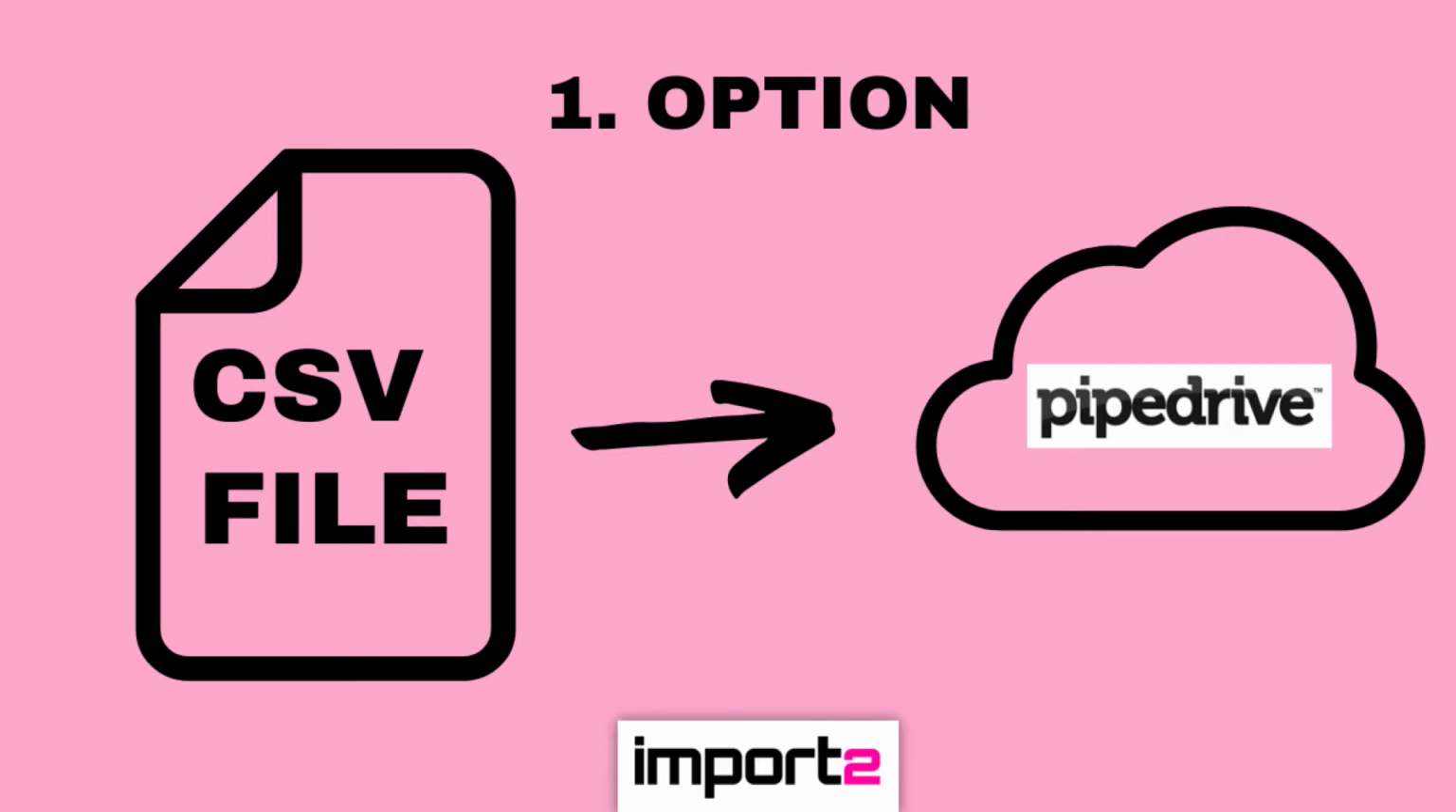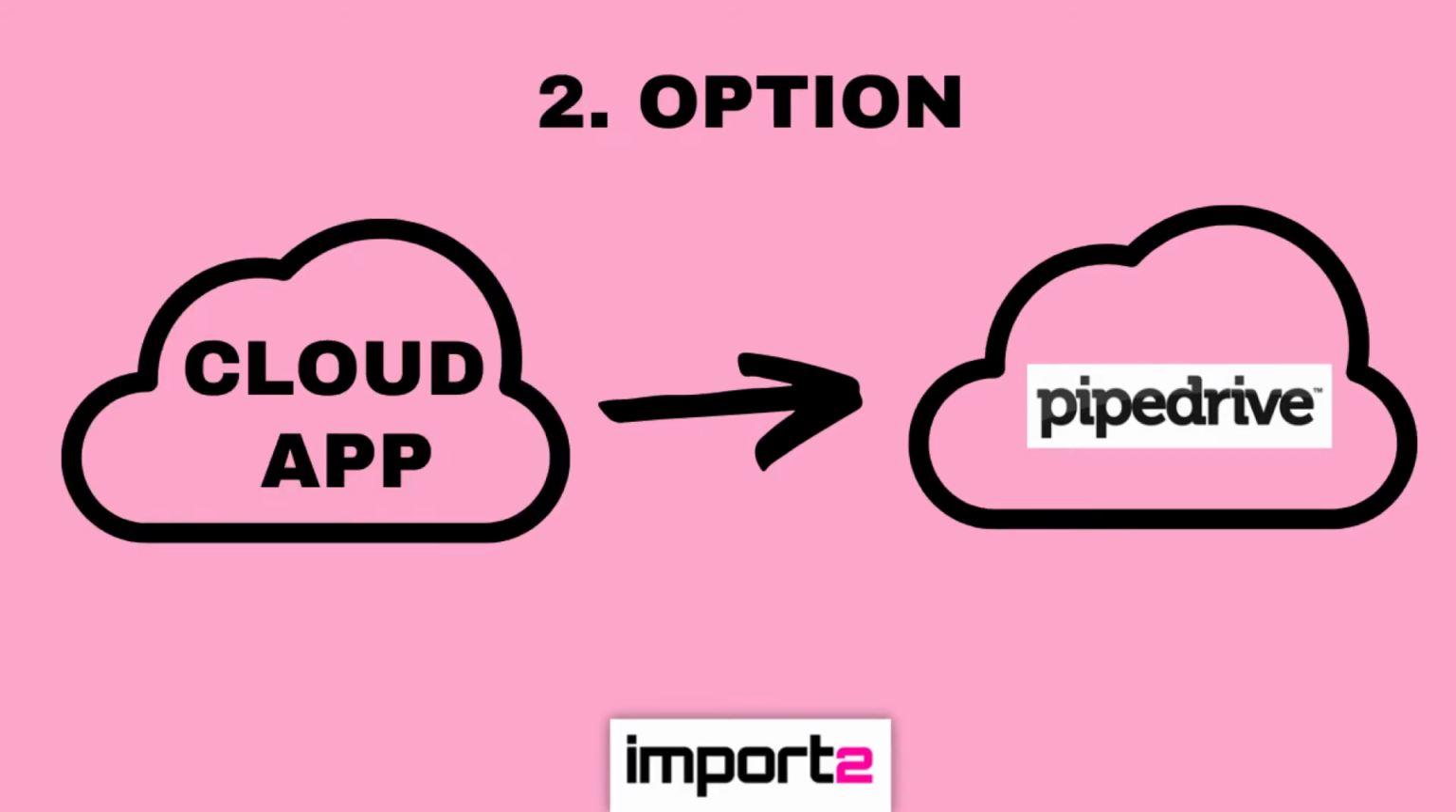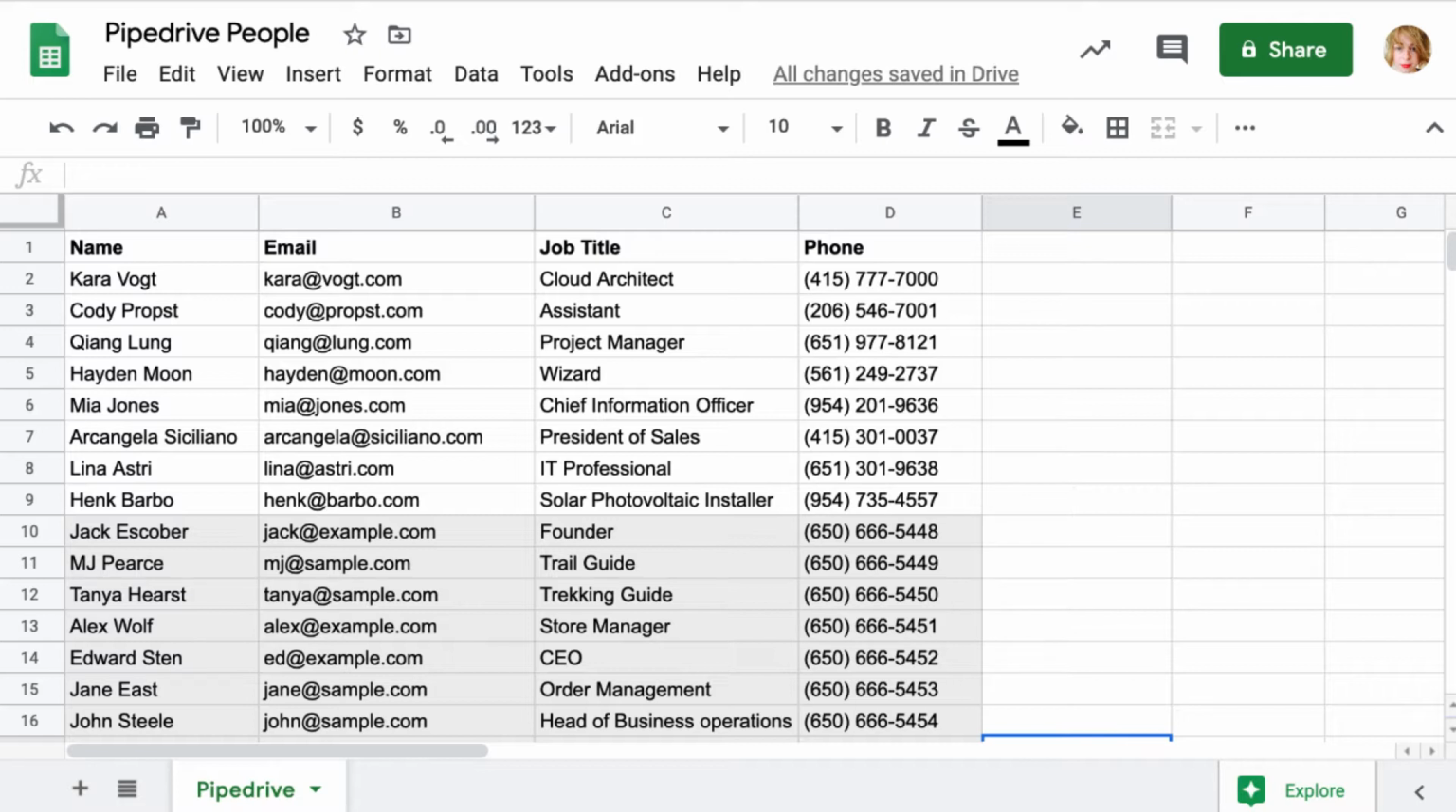First, set up Pipedrive CSV import to add new and update existing records in Pipedrive. Or import data directly from another cloud app. I will show this option later in this video. We start with an option to import from a CSV file. We will set up contacts import.